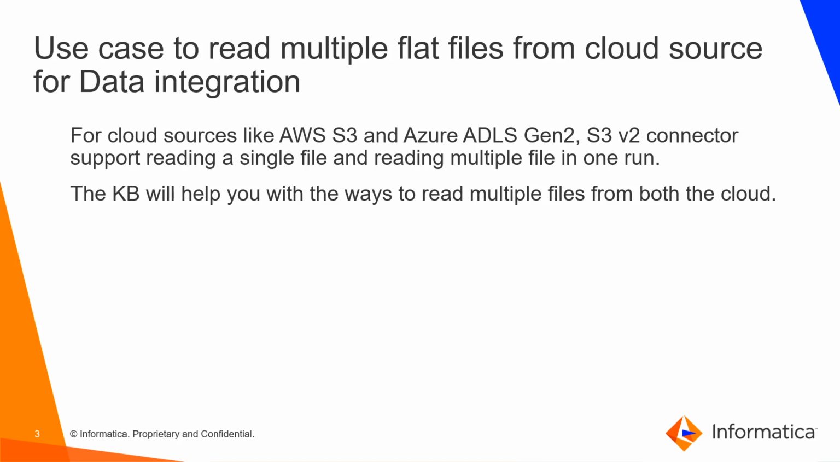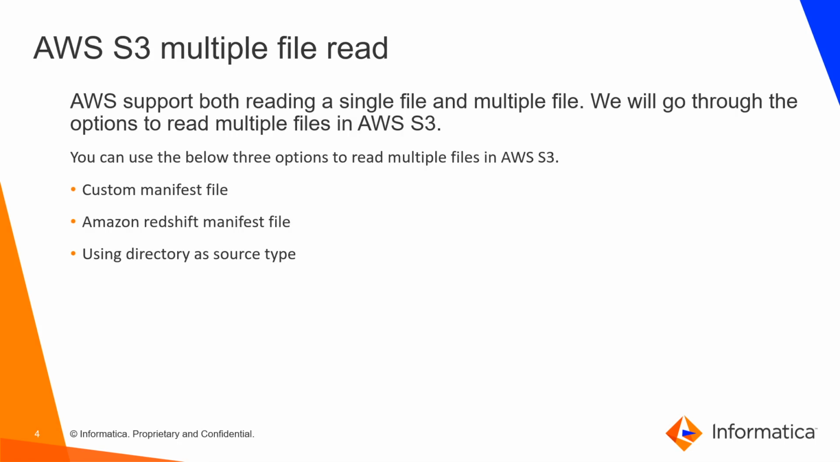Sometimes developers get the requirement to read multiple files in IICS from S3 or ADLS Gen2. The S3 connector supports various ways to read multiple files. In this KB, we will cover those ways to read multiple files in one pipeline. Below are a few options for how to read multiple files in AWS S3 through the AWS S3 connector. We can use a custom manifest file, or we can use an Amazon Redshift manifest file, or we can use directory as a source type.